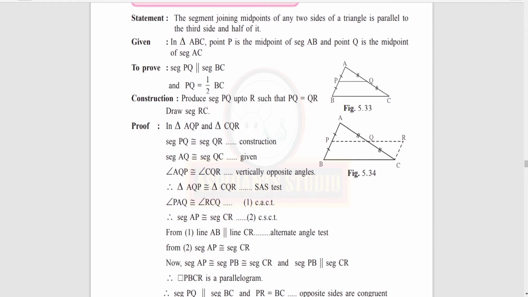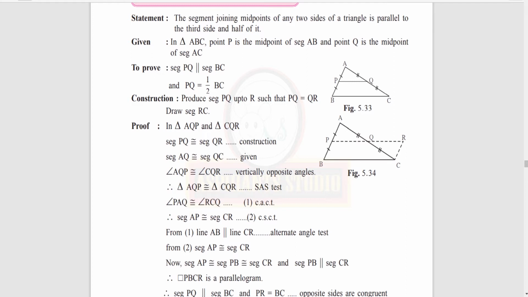Now coming to the proof. You have two triangles AQP and CQR. Segment PQ is congruent to segment QR by our construction. Segment AQ is congruent to segment QC, given. Angle AQP is congruent to angle CQR because they are vertically opposite angles. Therefore, these two triangles are congruent by SAS test.